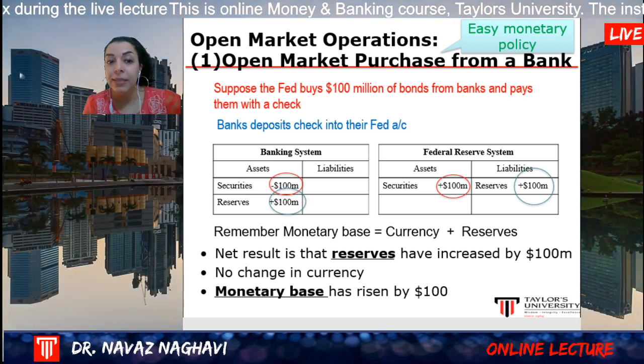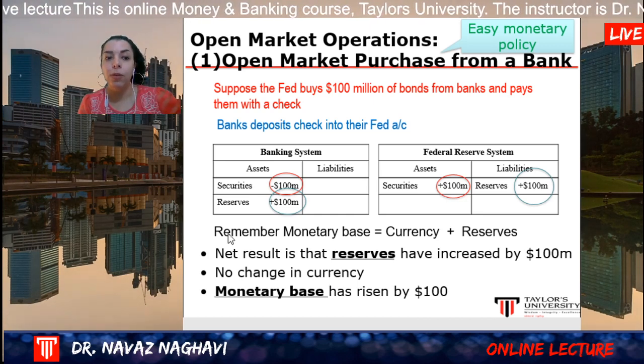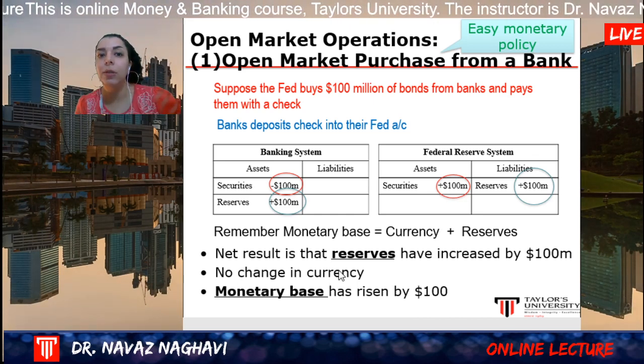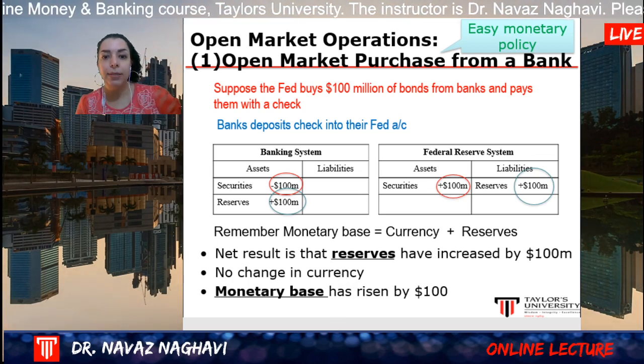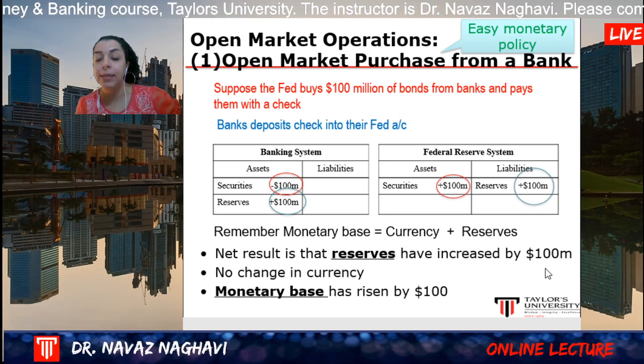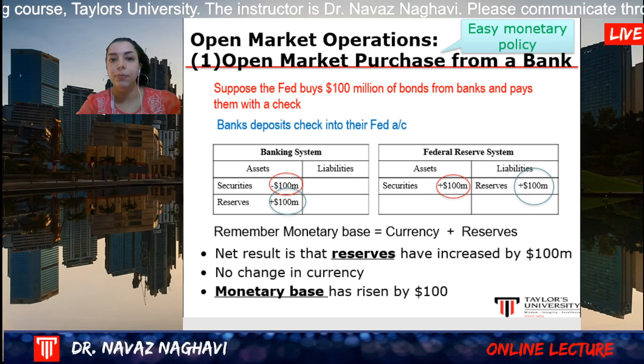So an increase in money supply necessarily doesn't mean increasing currency. That's why this example is showing you that although the currency in circulation has remained the same, the monetary base or money supply has increased 400 units, and this increase is only due to the increase in reserve.